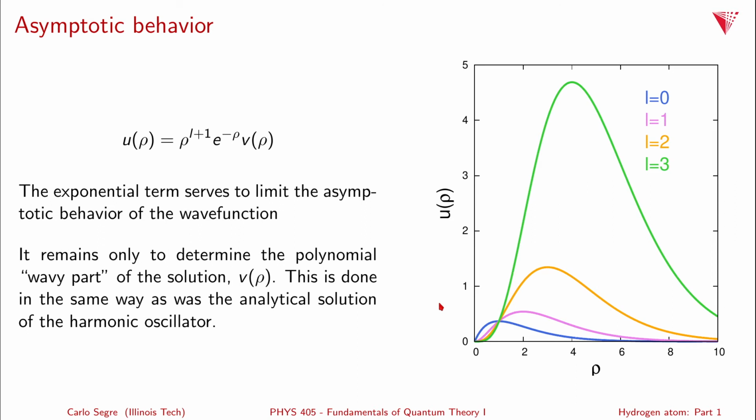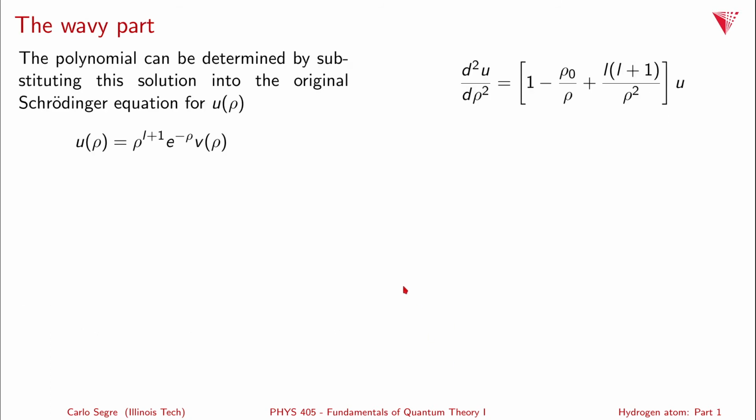So what we have to do now is to determine whatever polynomial will match up the derivatives, the first derivative and the functions, and solve the full differential equation for u. This is done the same way as we did for the harmonic oscillator. So we start by substituting this solution, rho to the L plus 1 e to the minus rho v of rho, into the differential equation for u. That means we need the second derivative of this function. So that's where we start.